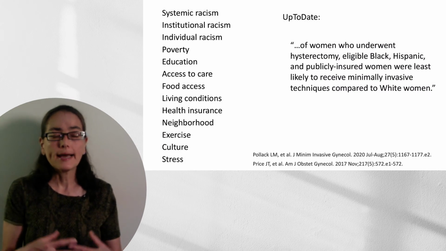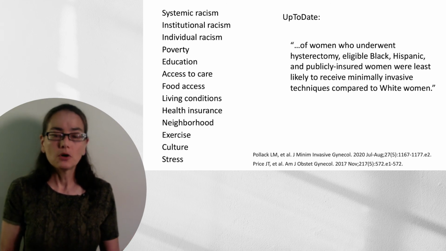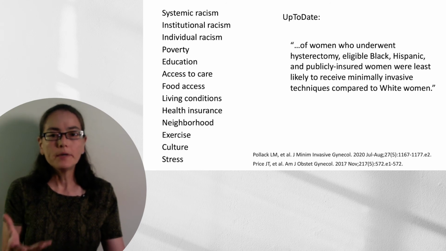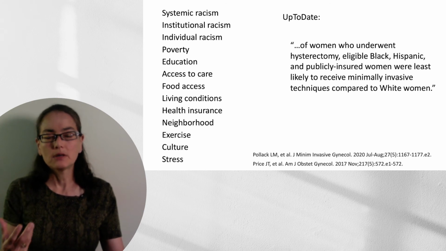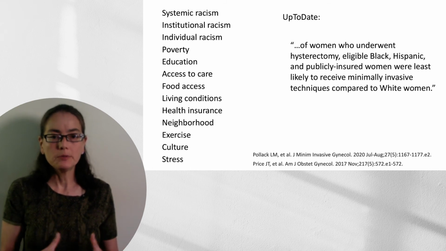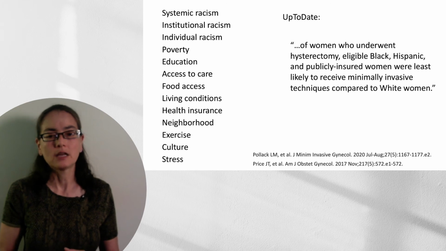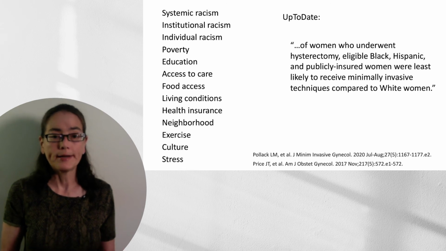All right, so let's take a look at how these extrinsic factors can have an impact on health. So here we have a quotation from UpToDate, which looks at two studies, one by Pollock, one by Price, of women who underwent hysterectomy. So when a woman has a hysterectomy, there are essentially two ways one could have it done. One is an open hysterectomy, an abdominal hysterectomy, in which a large incision is made in the abdominal wall. This tends to be very painful. It has a longer recuperation time than a minimally invasive technique, which could be laparoscopic or transvaginal.